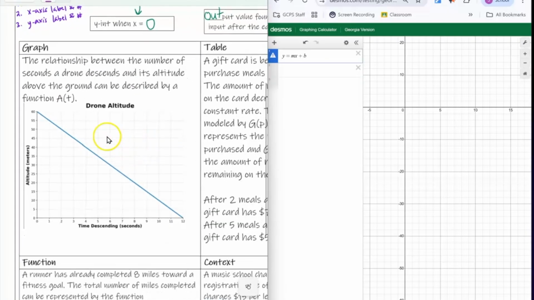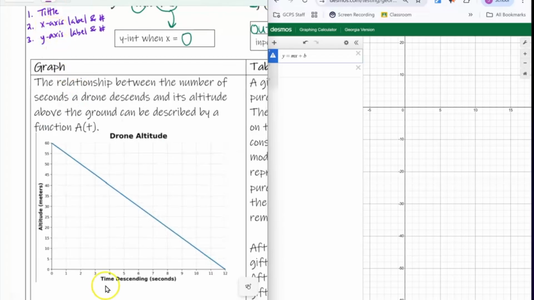All right, so let's take a look at this, and I'm going to highlight my 3 things. What I want you to do is grab a highlighter if you don't already have one. The relationship between the number of seconds a drone descends and its altitude above the ground can be described by this function.